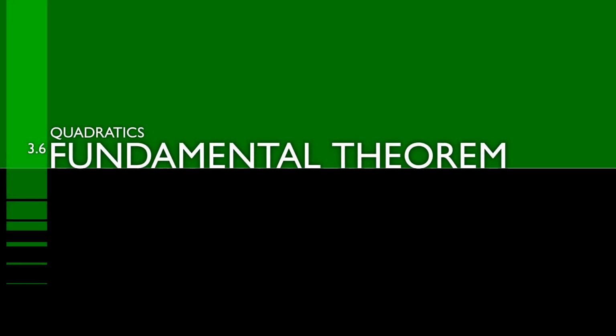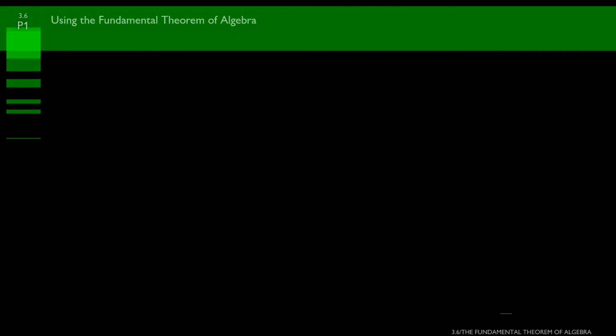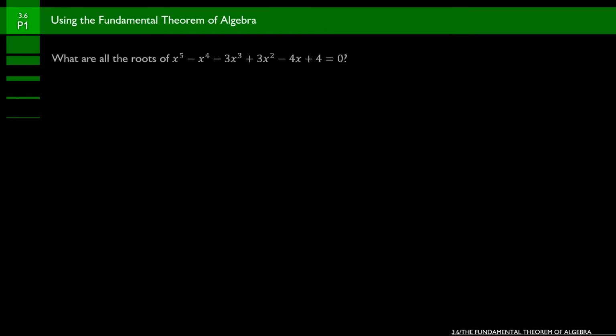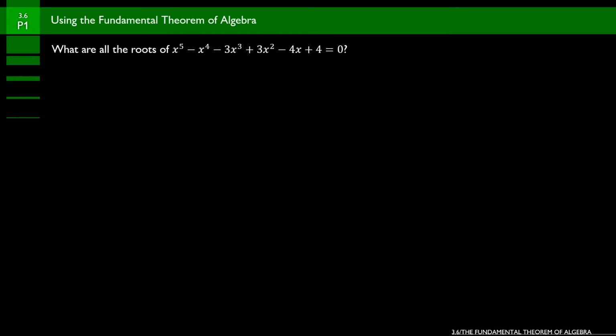All right, we're going to wrap up unit number 3 with the fundamental theorem of algebra. So what we're going to do with this is take everything that we've studied in unit 3 and put it all into one section here. Some of these questions are going to take a long time and be sort of complicated to answer. So in problem number 1, we're asked, what are all the roots of x to the 5th minus x to the 4th minus 3x cubed plus 3x squared minus 4x plus 4 equals 0?